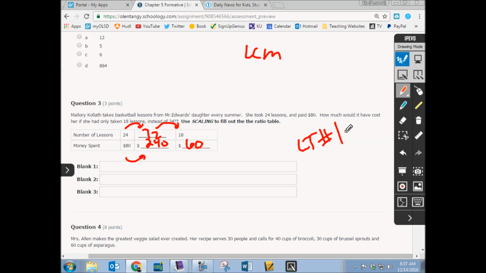That was learning target number 1. Give yourself a check or an X for learning target number 1. So if you got 60, listen, you had to scale, though. You had to do one of the 3. It's worth 1 point. Everybody got that? It's either right or wrong.